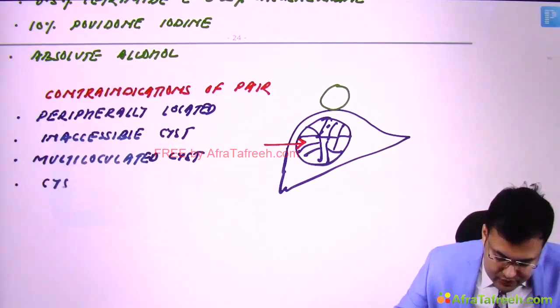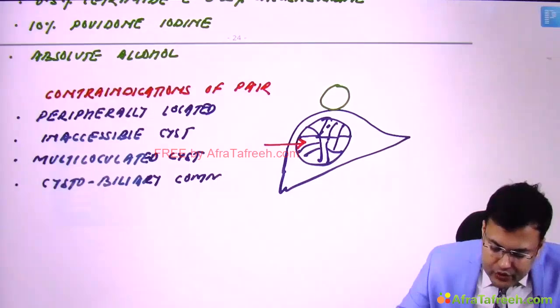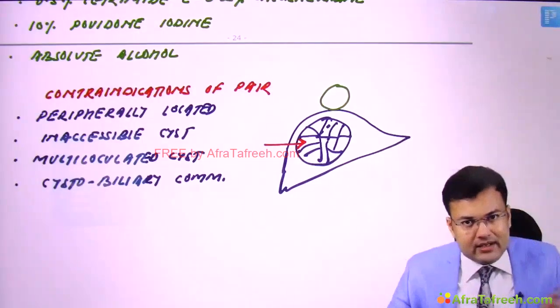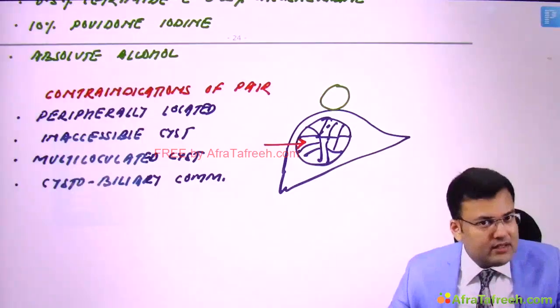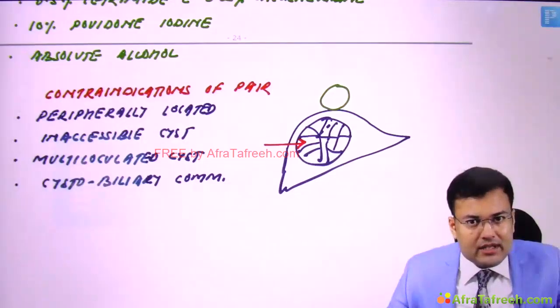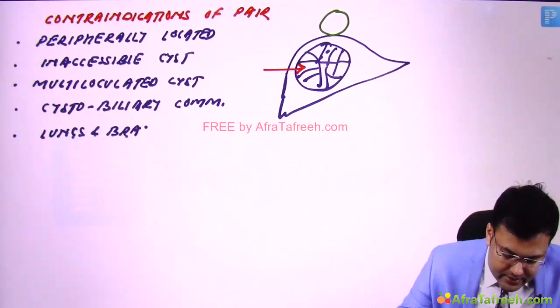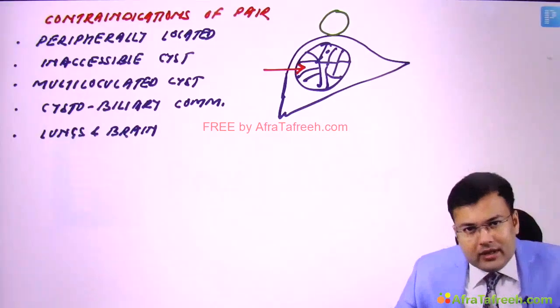Cystobiliary communication. Why? If there is cystobiliary communication and you inject the scolicidal agent, because of the communication the scolicidal agent enters into the bile duct and it can cause cholangitis. Next is cyst in lungs and brain. Why? Because it's dangerous to perform PAIR in lungs and brain.